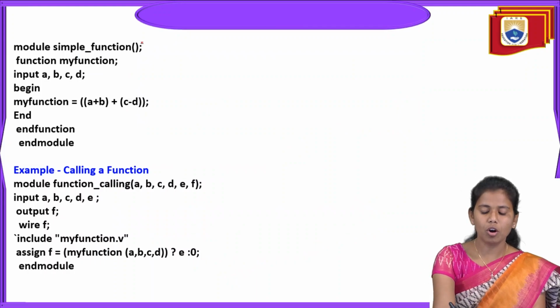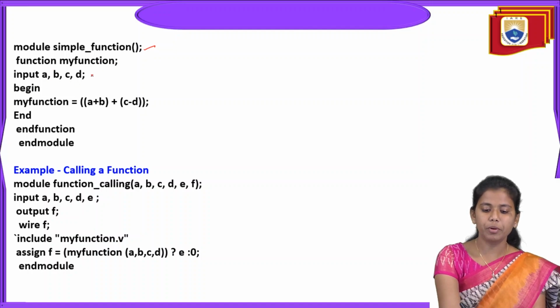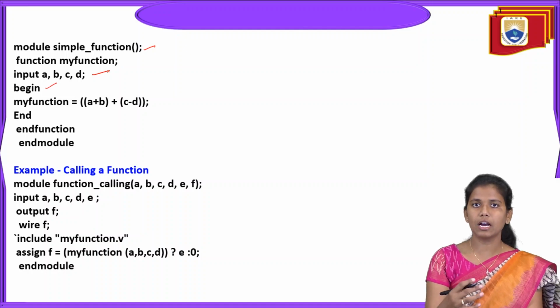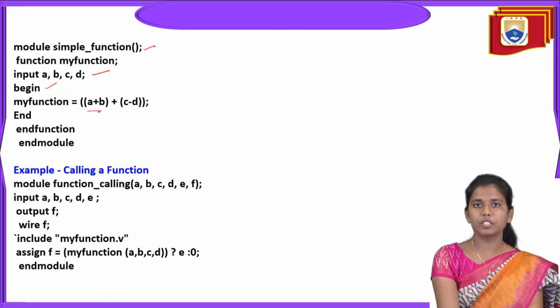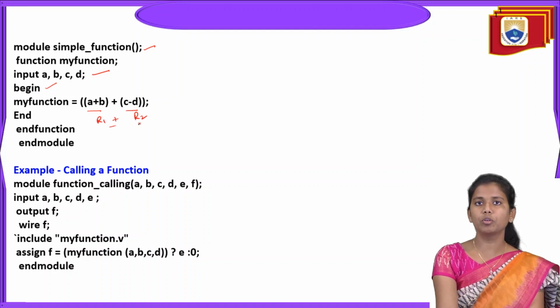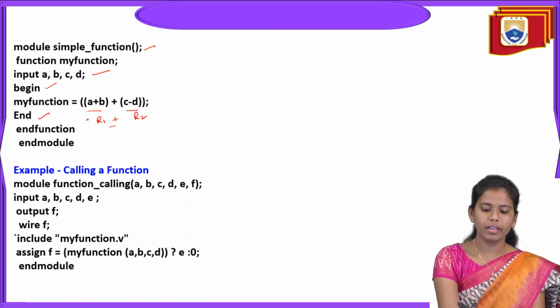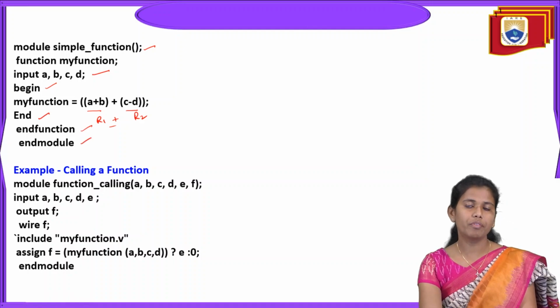This is a small way of representing a function. You can see module, simple function, and here function input declaration A, B, C, D, and now begin my function. Our function adds A plus B and subtracts C minus D, and whatever result you get from R1 and R2, you return R1 plus R2. Then endfunction, endmodule, right? And then we will see the calling of a function.